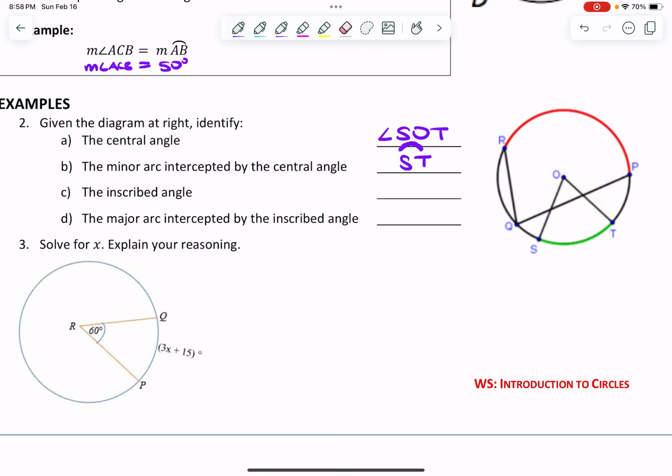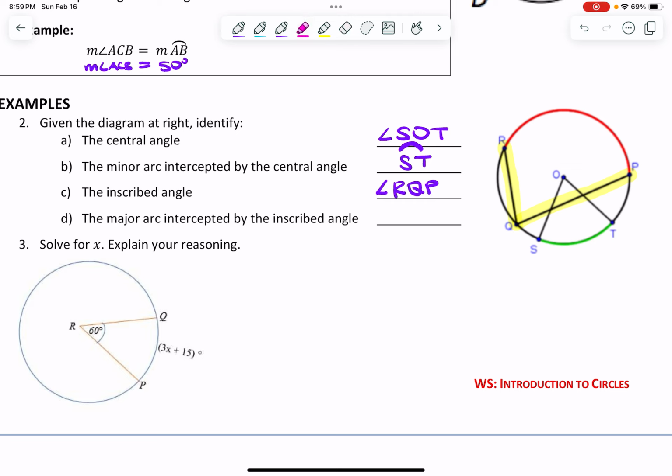Next, we have an inscribed angle. An inscribed angle is formed by two chords that have a common endpoint. So RQ and PQ are both chords, and they have that common endpoint of Q, which is now their vertex. I can call that angle RQP or angle PQR. As long as Q is in the middle, that is more than acceptable.